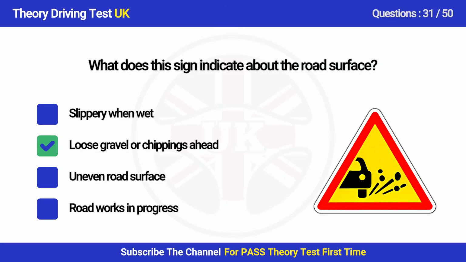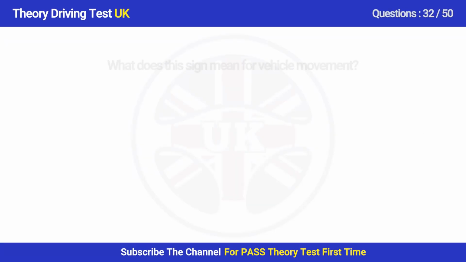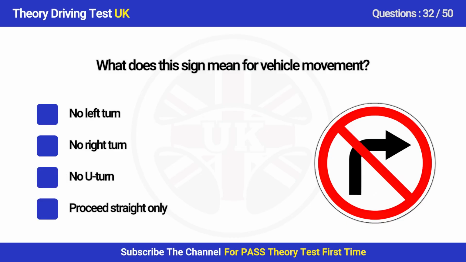Answer is B. Loose gravel or chippings ahead. This warning sign indicates loose gravel stone ahead. Drivers should reduce speed to avoid skidding and to prevent stones from being thrown up by their tires. Question 32. What does this sign mean for vehicle movement?